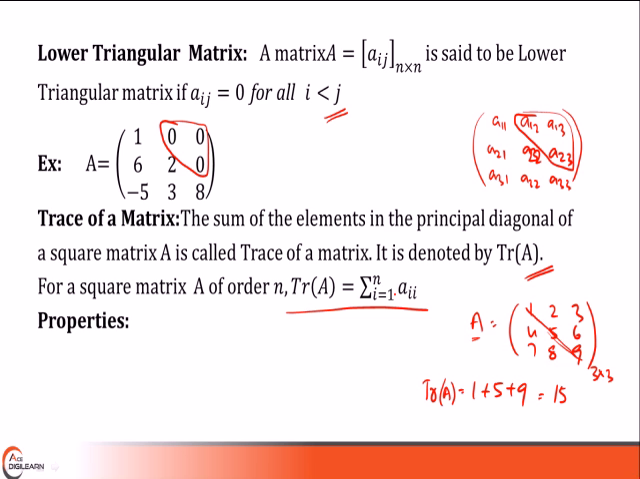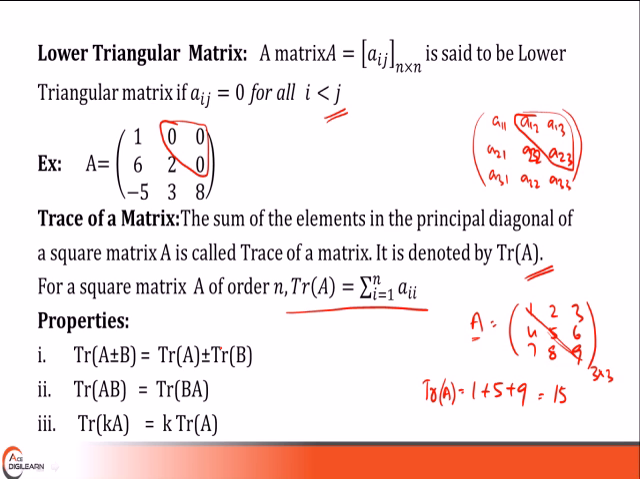Let us see some few properties related to trace of a matrix. Trace of A plus B is same as trace of A plus trace of B, and trace of A minus B is same as trace of A minus trace of B. Next, trace of AB is same as trace of BA. Trace of KA, where K is any scalar, is same as K into trace of A.